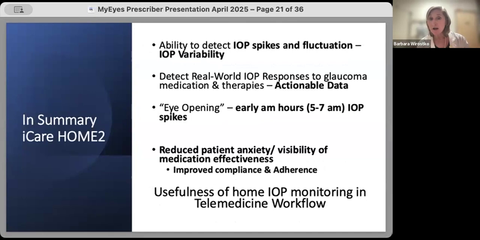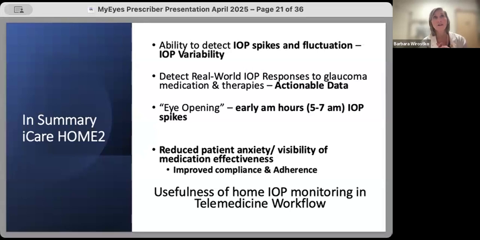So in summary, I think there's a lot of value to be able to detect these IOP spikes, especially the fluctuation, the variability. I think it gives us real world data that's actionable. Patients, again, feel very empowered. One of the questions we get, and Eric is going to talk about it, is will patients call you in the middle of the night? I have not found that to be the case.